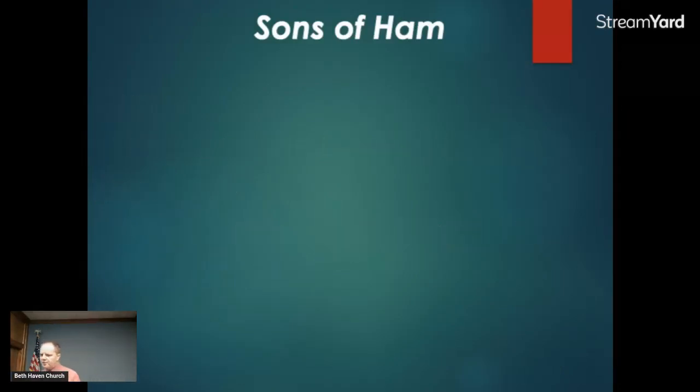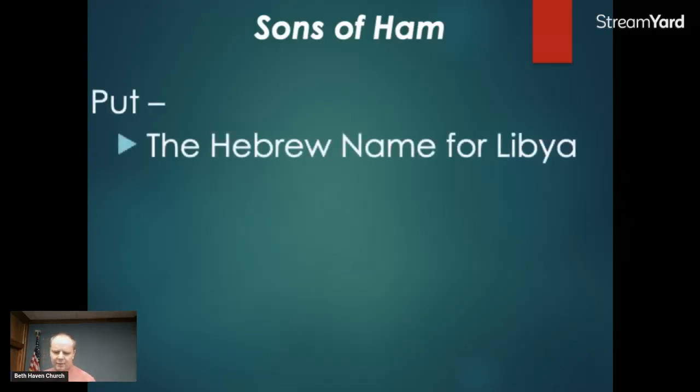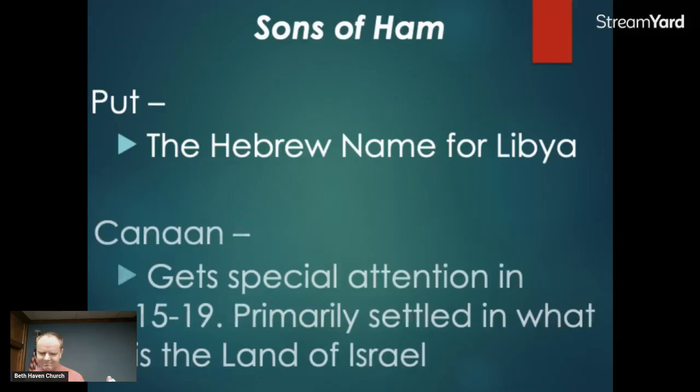Then you have Put. It's a great name. You have all these great names. Mizraim, Canaan. What's this one called? Put. This is the Hebrew name for Libya. It's another northern African place. And of course, Canaan. Canaan gets special attention in chapters 15 and 19, one reason I didn't read it. And he primarily settled the land of Israel. And this is the land which Israel conquered, the land of Canaan.